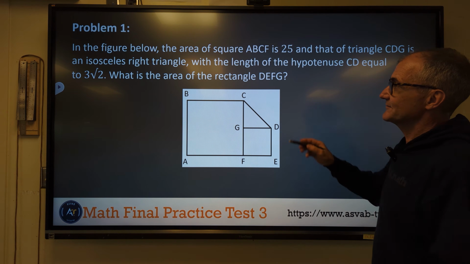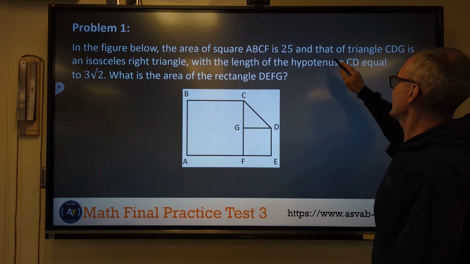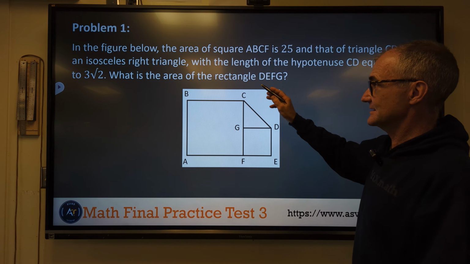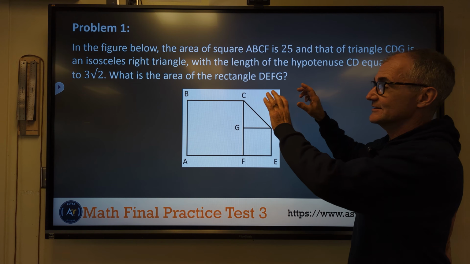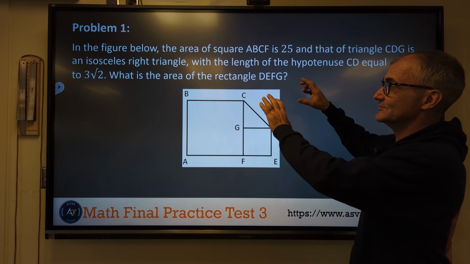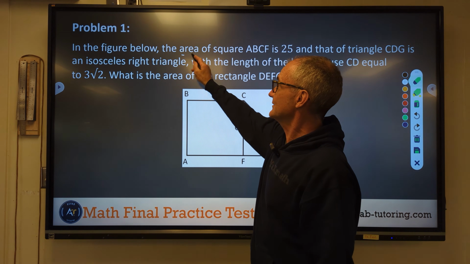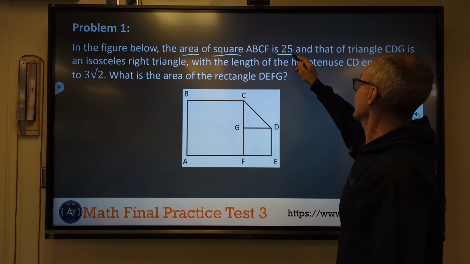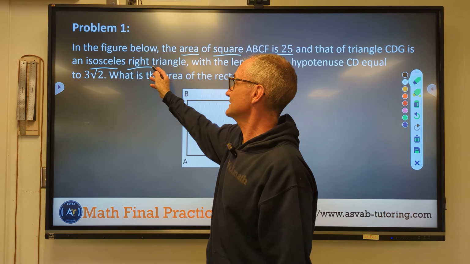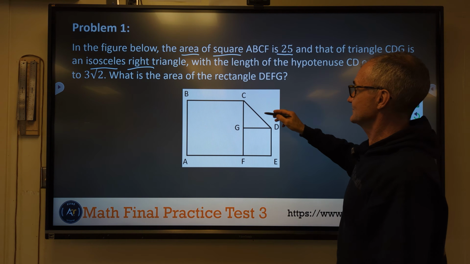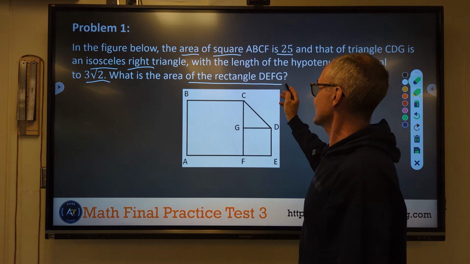Okay, problem number one. In the figure below, the area of the square ABCF is 25, and the triangle CDG is an isosceles right triangle. There's a ton of information in this paragraph. The first trick is really to transfer all that information into the picture. So let's highlight the important parts here. Area of the square is 25, and the triangle CDG is isosceles right with the length of the hypotenuse, this piece here, being 3 root 2. What is the area of the rectangle DEFG?